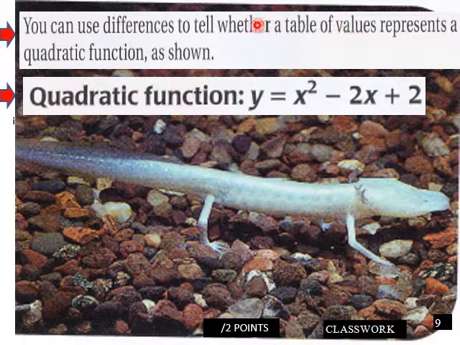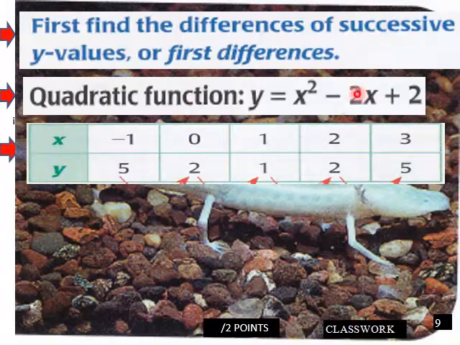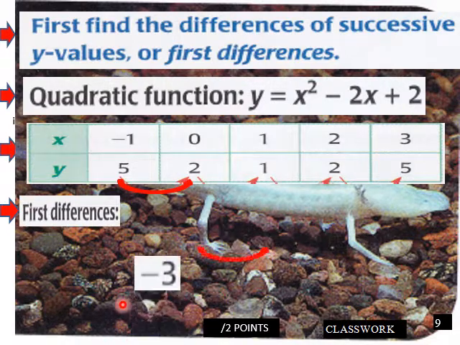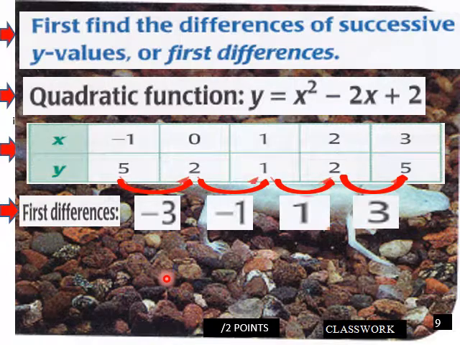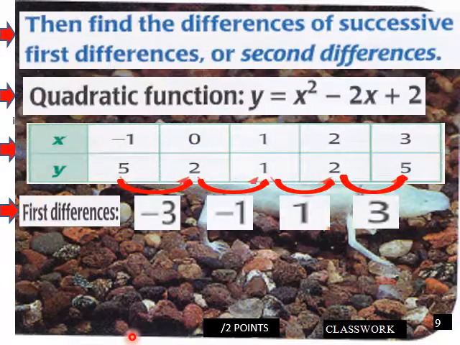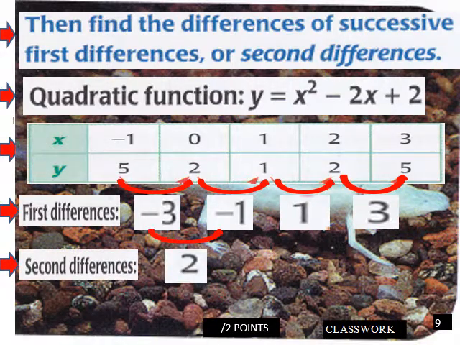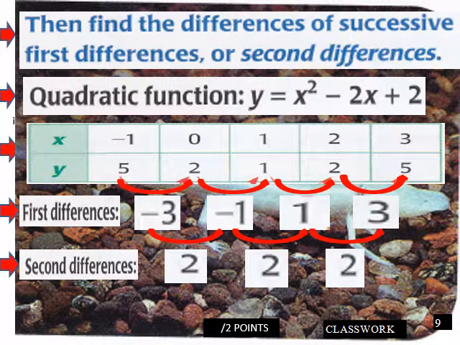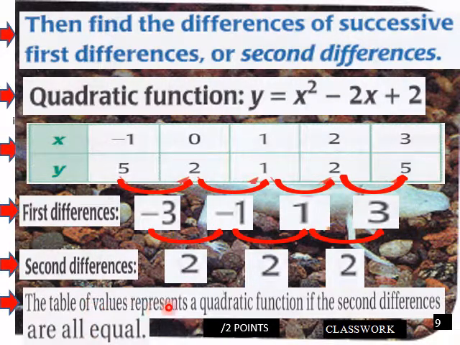You can use differences to tell whether a table of values represents a quadratic function, as shown. Here is a table of values for a quadratic. The first differences are -3, -1, 1, and 3. And then the second differences are 2, 2, and 2. So the second differences are all constant. The first differences were not constant. The table of values represents a quadratic function if the second differences are all equal. That's how we can tell if it's quadratic.